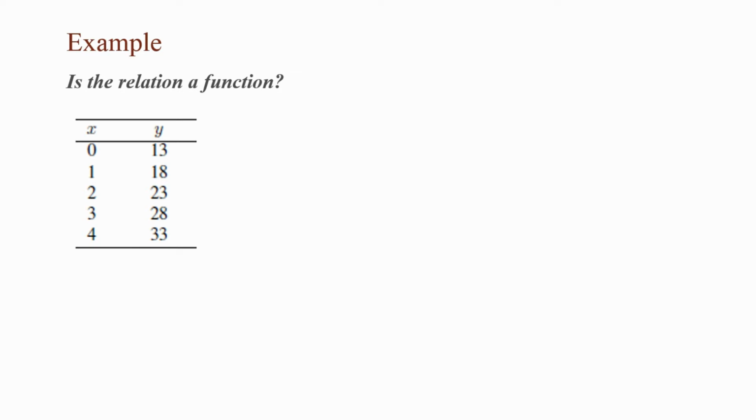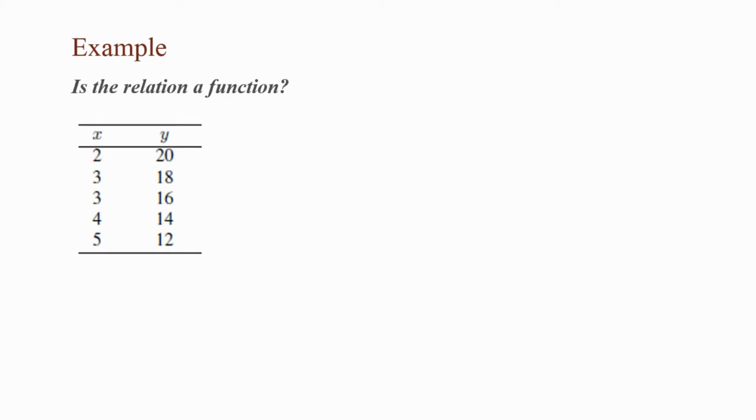We want to compare our inputs to our outputs. So if we have an input of 0, we have an output of 13. If we have an input of 1, we have an output of 18. If we have an input of 2, we have an output of 23. If we have an input of 3, we have an output of 28. If we have an input of 4, we have an output of 33. Since each input has only one output, we can say yes, this relation is a function.